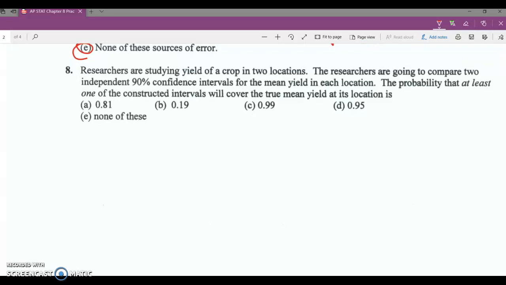Number 8, researchers are studying a yield of crop in 2 locations. The researcher is going to compare 2 independent 90% confidence intervals for the mean yield in each location. The probability that at least one of the constructed intervals will cover the true mean yield at its location is none of these. Confidence intervals, we don't want to talk about probability, right? This 90% isn't the probability of capturing. It's a statement about the procedures. If we were to do these procedures many times, how many of those intervals would cover? So trap, none of these.